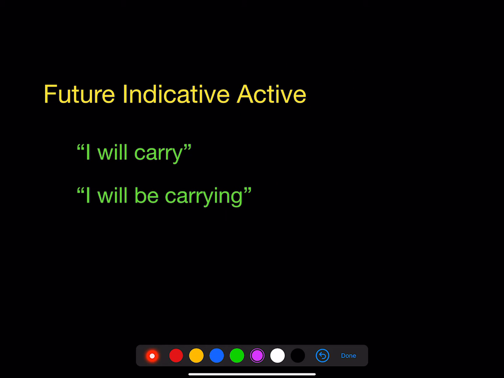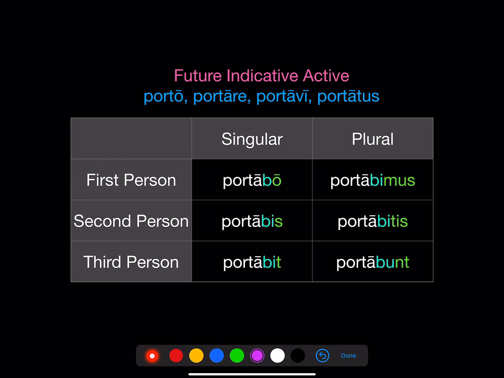Now let's take what we just saw and compare it with the future indicative active. So I will carry, or I will be carrying. So first, the first conjugation, so porto, portare. So the future indicative active of the first and second conjugation, we're going to use those same O, S, T, mus, tis, NT personal endings, but we're going to use this future indicative active tense sign, bi.